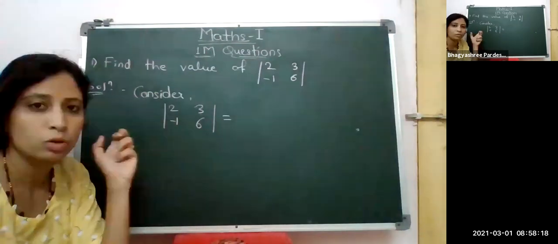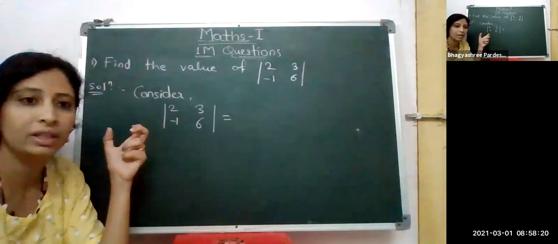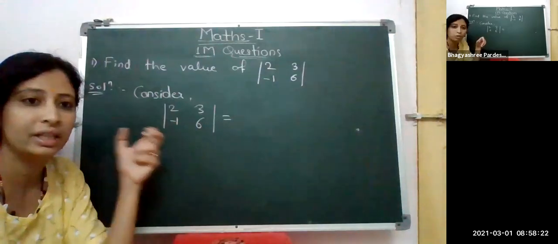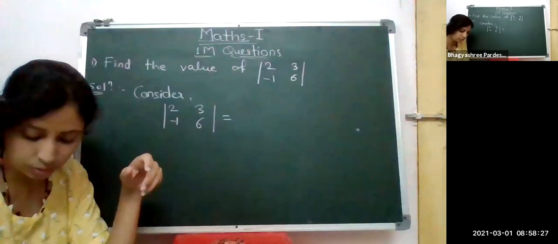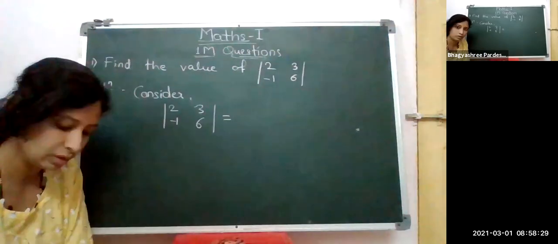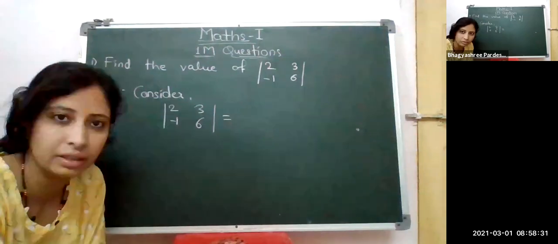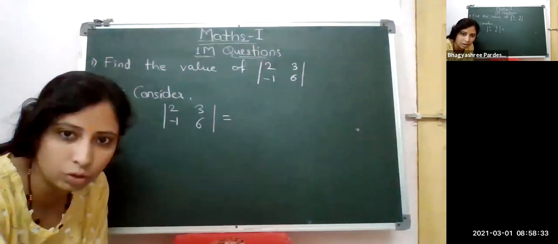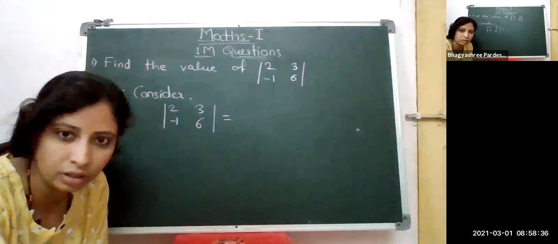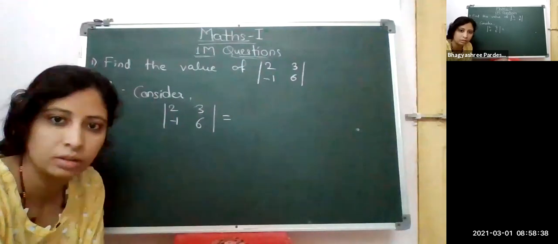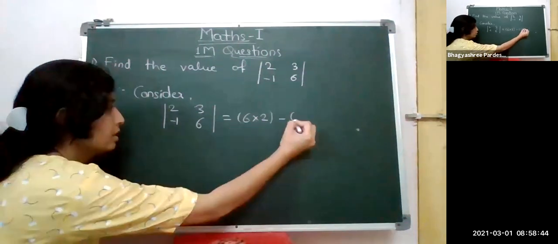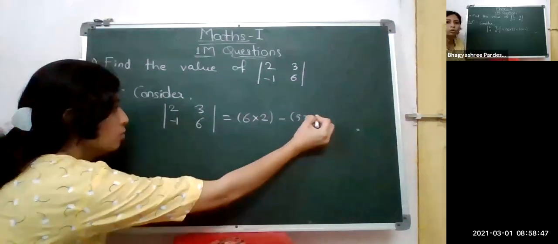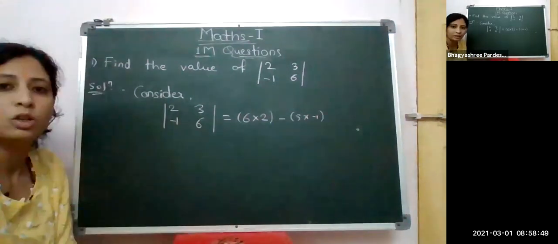So what is this formula? Can anyone tell me the formula for this one? Yes, anyone? Naveen Kanojia. Yes, Naveen? 6 multiplied by 2 minus 3 into minus 1. Very good. So once you have written this, what will happen?